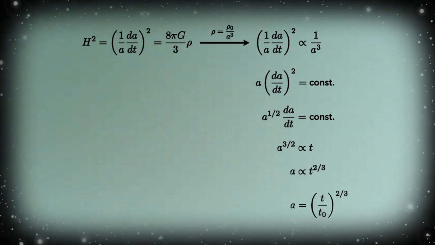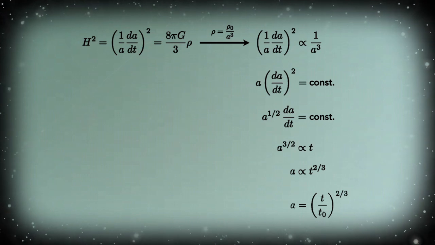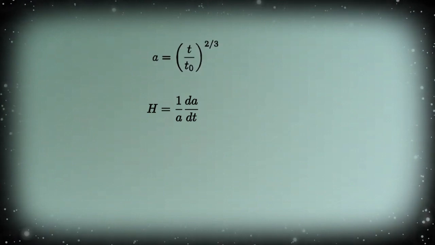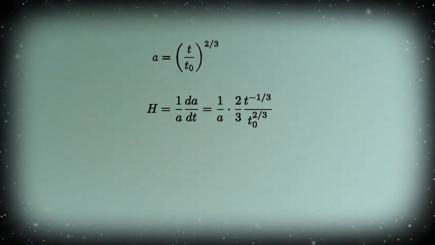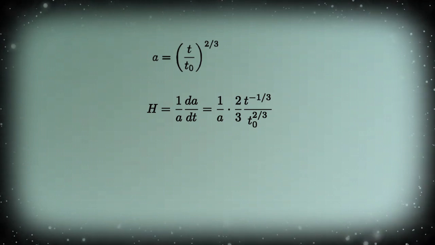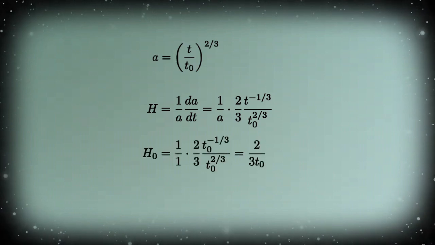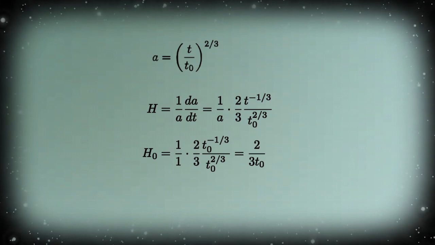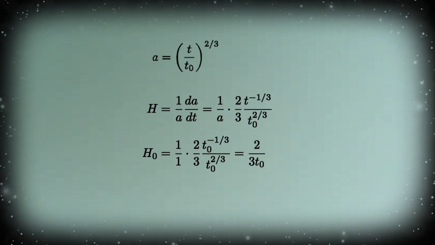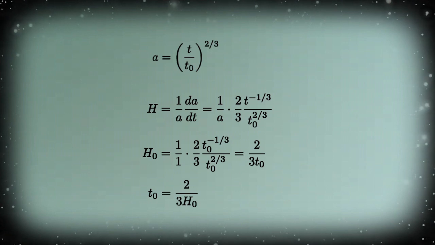And we can calculate the value of t naught, the current age of the universe, based on the measured value of the Hubble constant. In general, H equals 1 over A times dA/dt, which in this case is 1 over A times the derivative of (t over t naught) to the 2/3 power. When we take that derivative and evaluate it at time t naught, the left side is the Hubble constant, H naught, and the right side is 2 over 3 t naught. That means t naught equals 2 over 3 H naught.